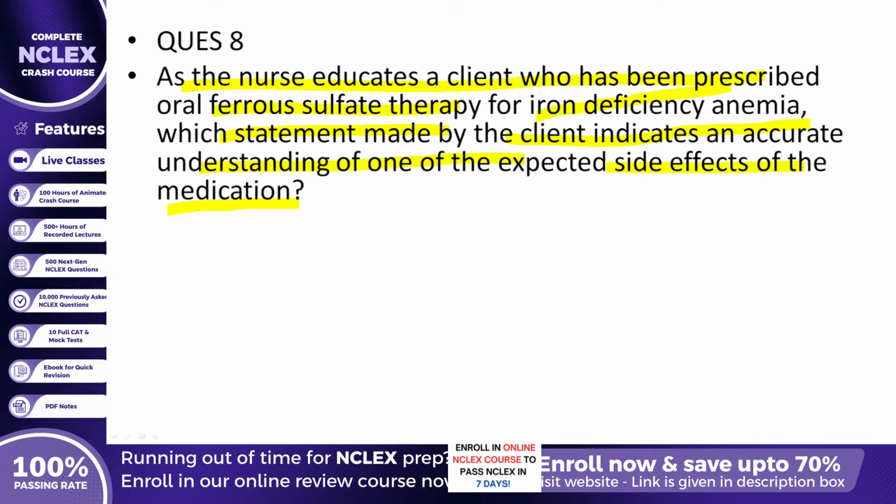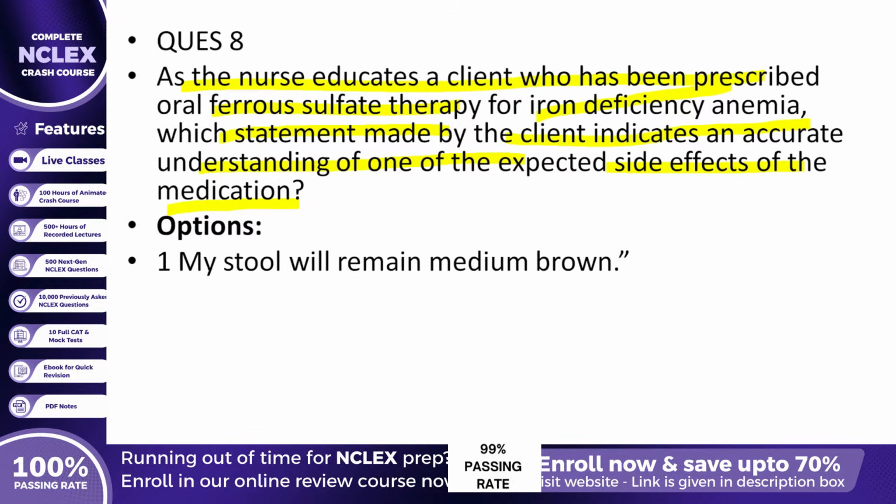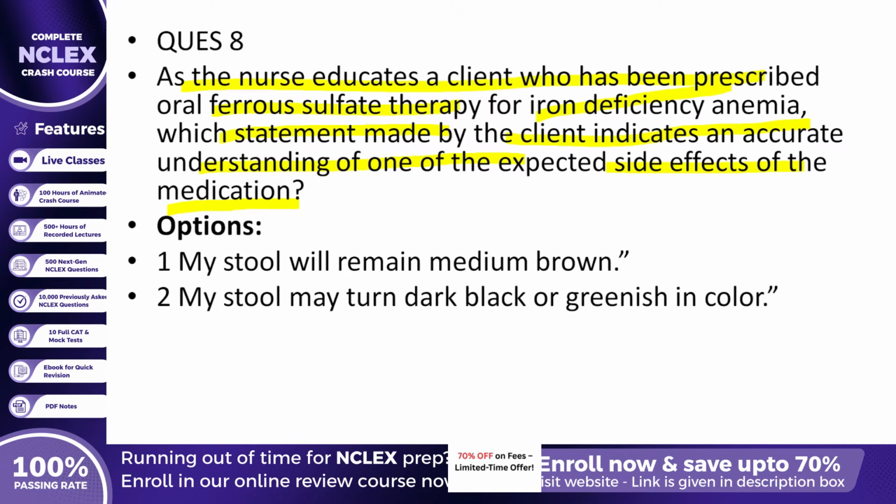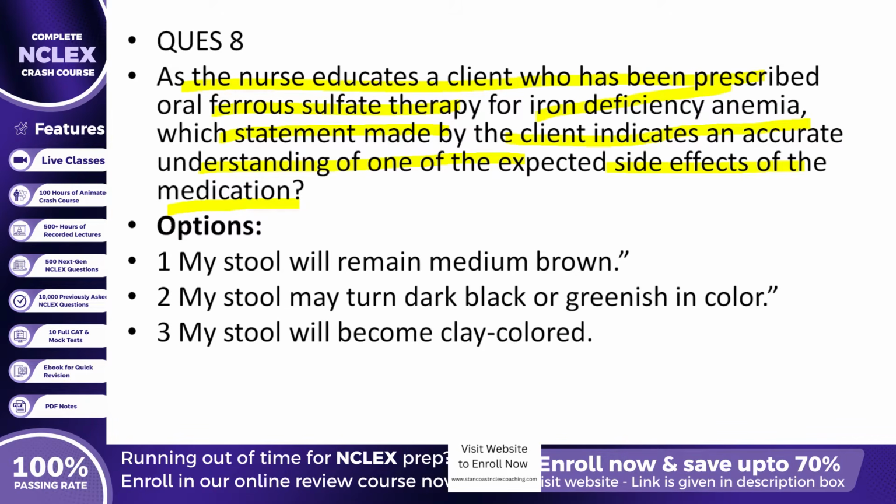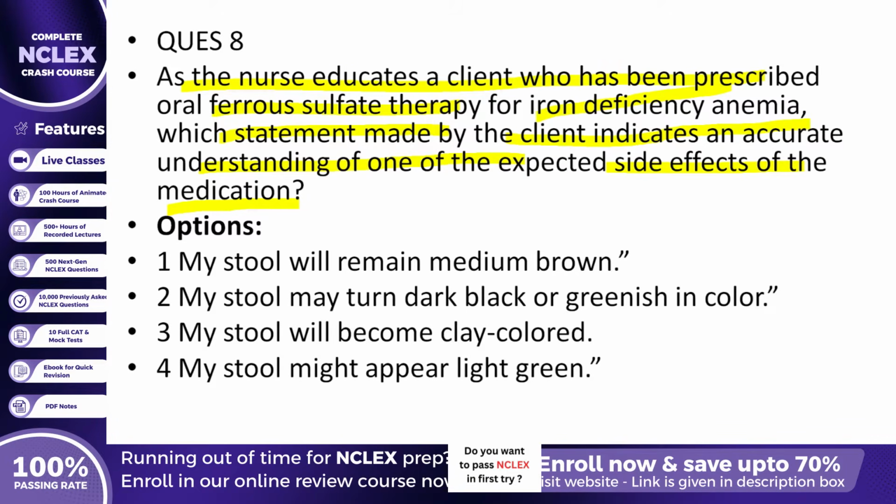The options presented are as follows. Option 1 says, "My stool will remain medium brown." Option 2 states, "My stool may turn dark black or greenish in color." Option 3 mentions, "My stool will become clay-colored." And option 4 notes, "My stool might appear light green." The correct answer is option 2, "My stool may turn dark black or greenish in color."